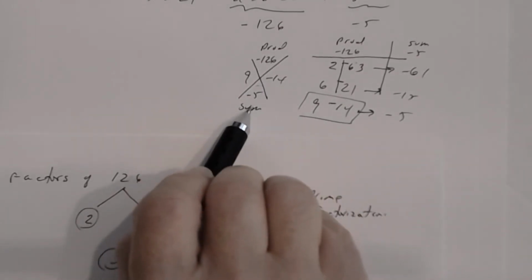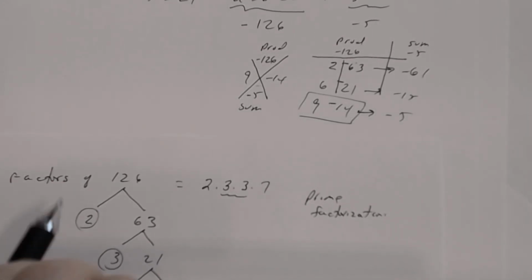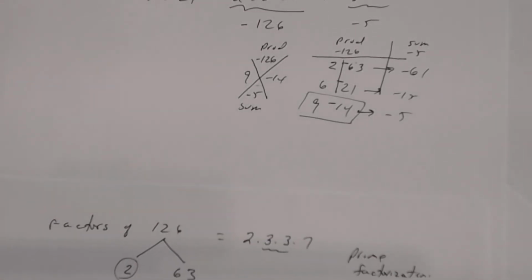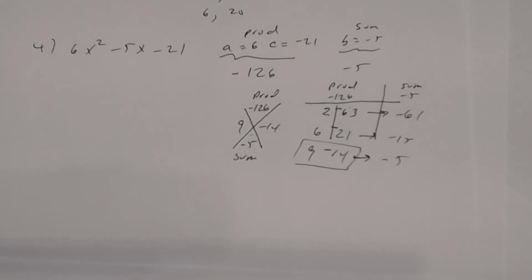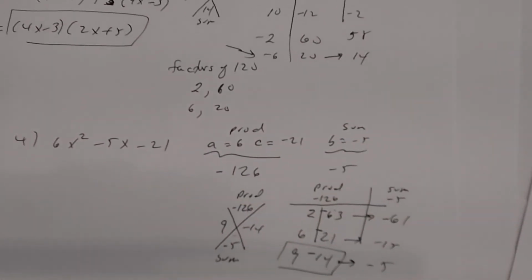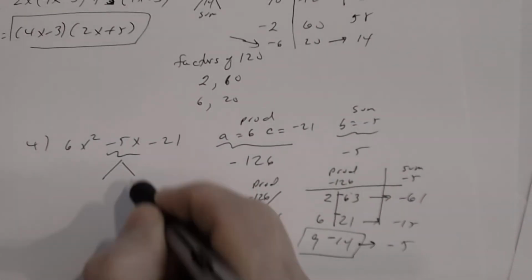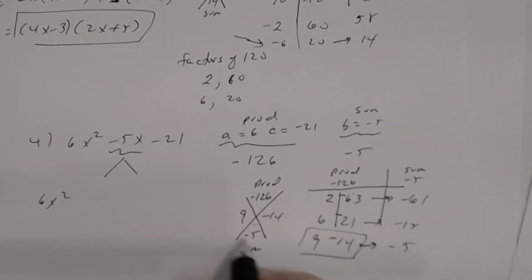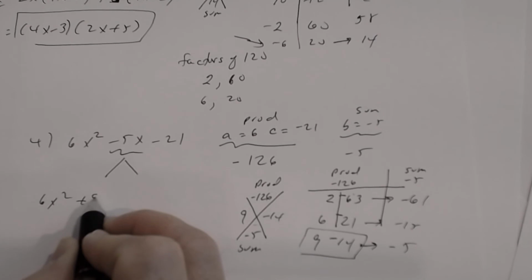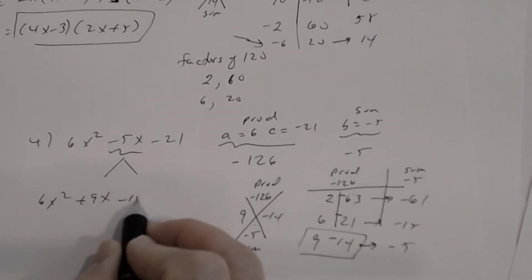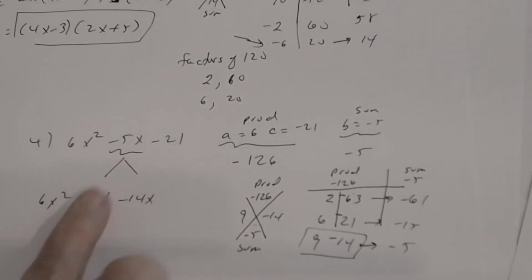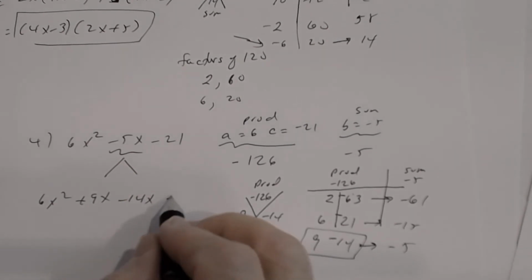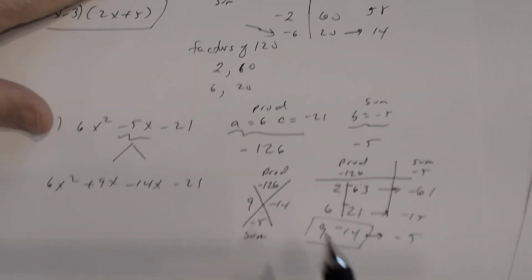9 plus negative 14 is a negative 5. All right? Okay, now once you find the one that works, then you're going to rewrite the middle term using those 2 numbers. So I get 6x squared plus 9x minus 14x, and always make sure that's negative 5x, and it is, and then minus 21.